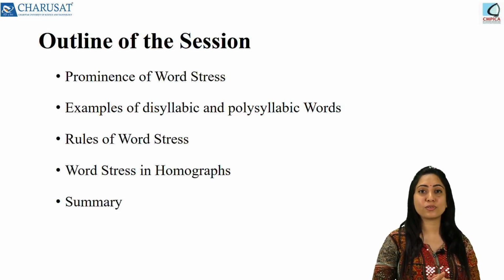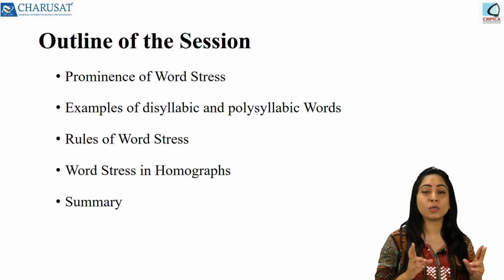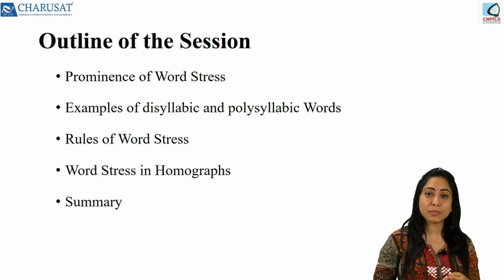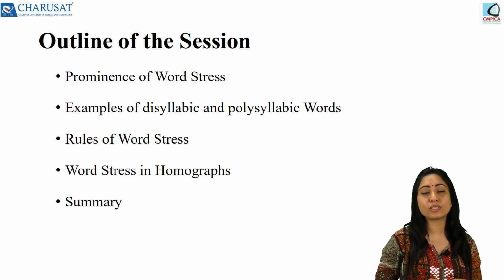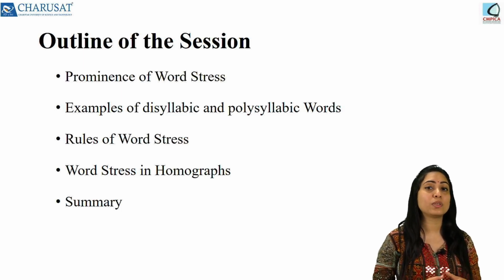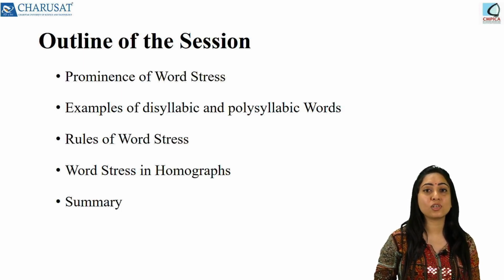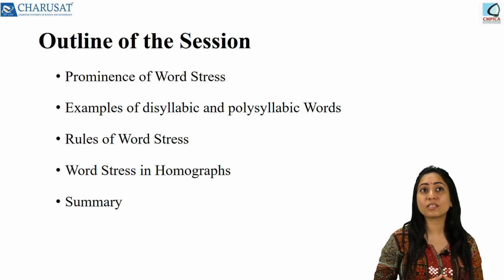First, we are going to see the prominence of word stress, which will help us understand what word stress is and how it can be built in a particular word. We are going to see examples of disyllabic and polysyllabic words. We are also going to see the rules of word stress with different parts of language, especially nouns and verbs. There are certain rules that are applicable with prefixes and suffixes. So we are going to understand all the rules of word stress.